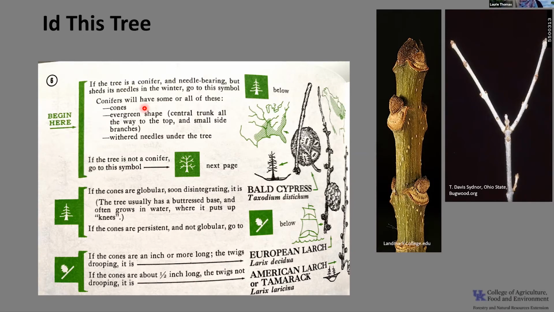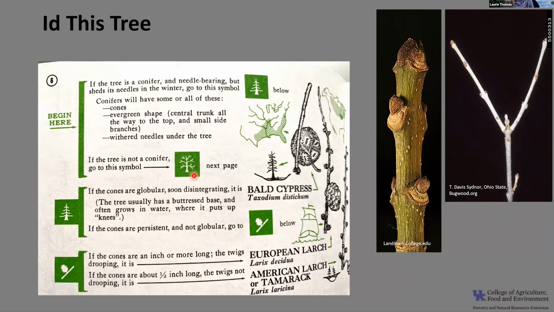Let's read these two first statements and see which fits our twig. This is a far away picture and a close-up of our twig that we're going to identify. The first one asks, if the tree is a conifer and needle bearing but sheds its needles in winter, we want to go to this symbol below. Or if the tree is not a conifer, we want to go to this symbol on the next page.